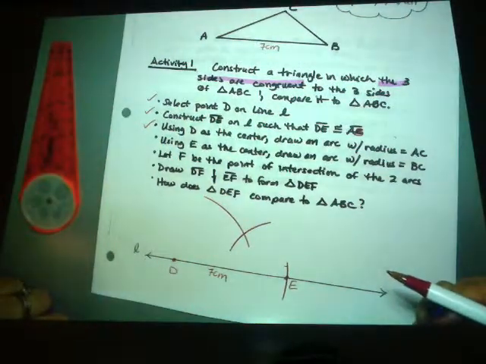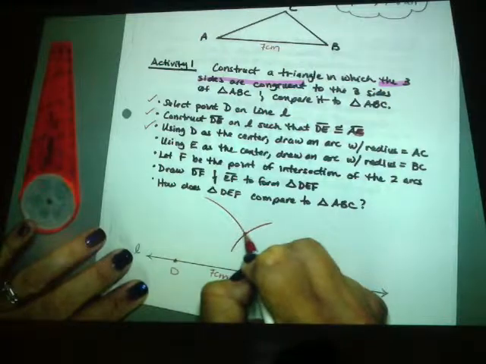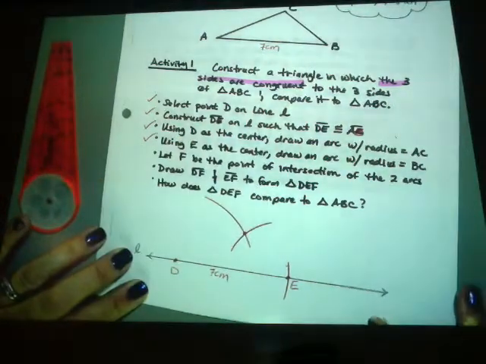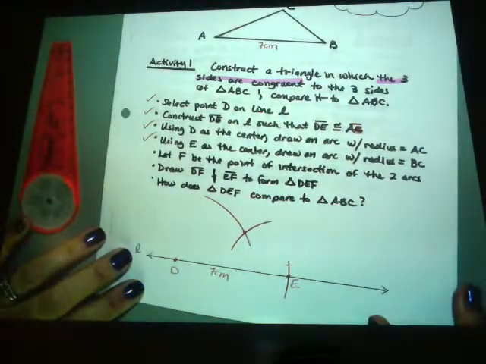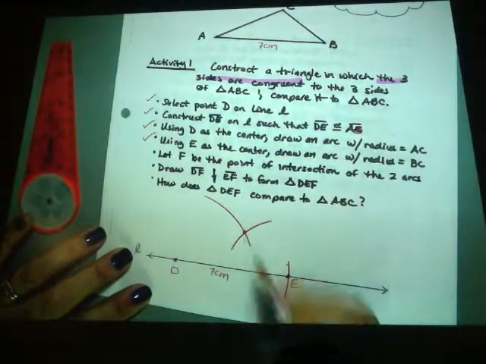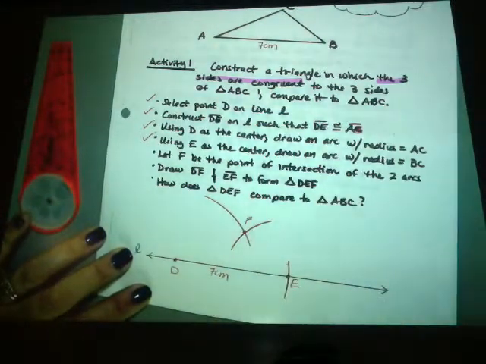X marks the spot right here. So we made our other arc. Then it says let F be the point of intersection of the two arcs. Here's point F. Check.